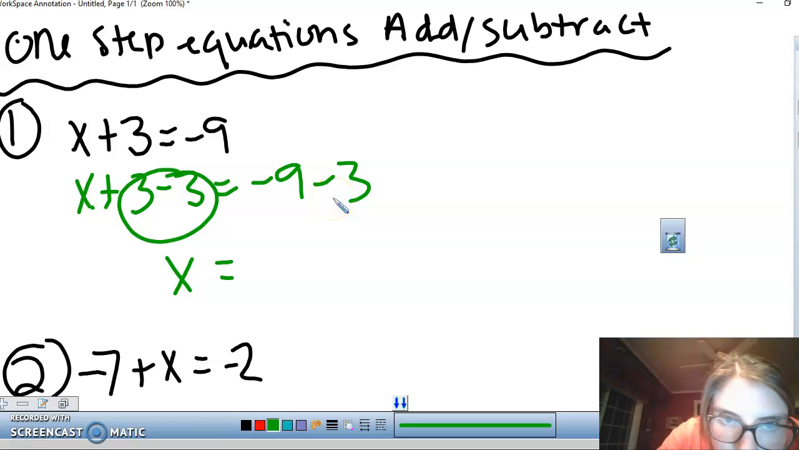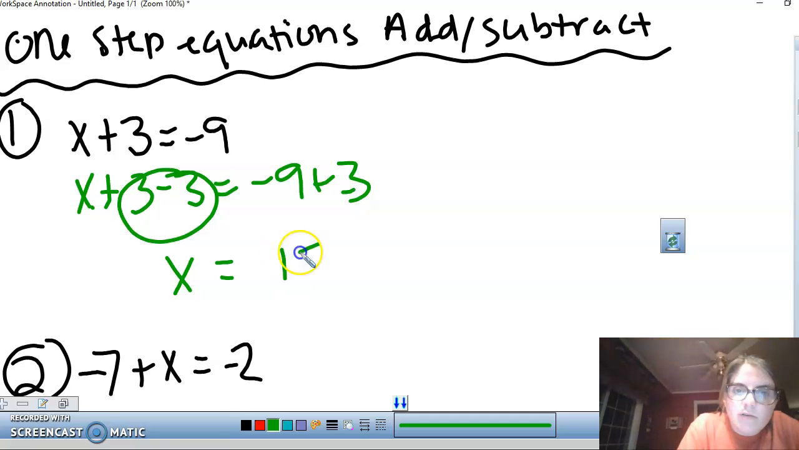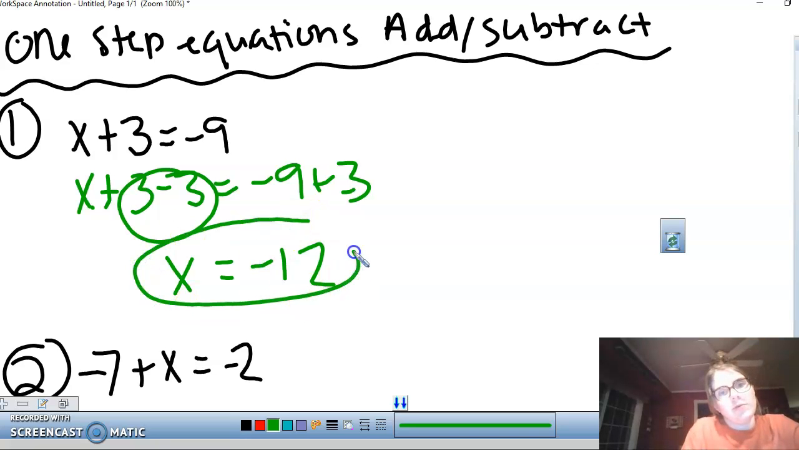If I keep change, those are going to be the same signs. So then I'm going to add. So 9 plus 3 is 12. And then my sign is going to be negative because the signs are the same. And so x would equal negative 12.